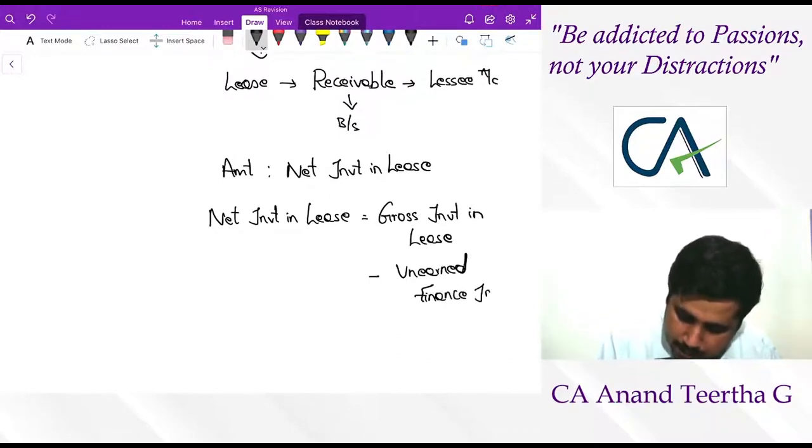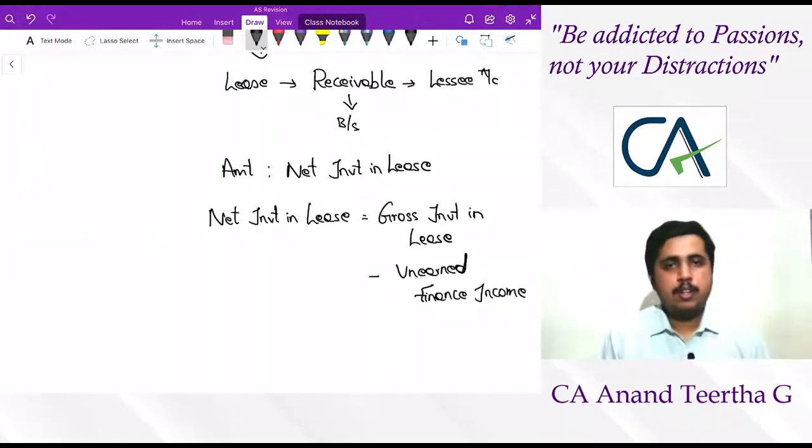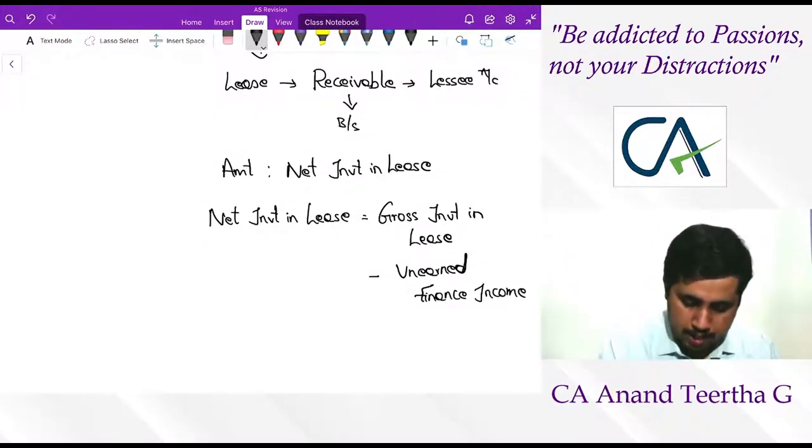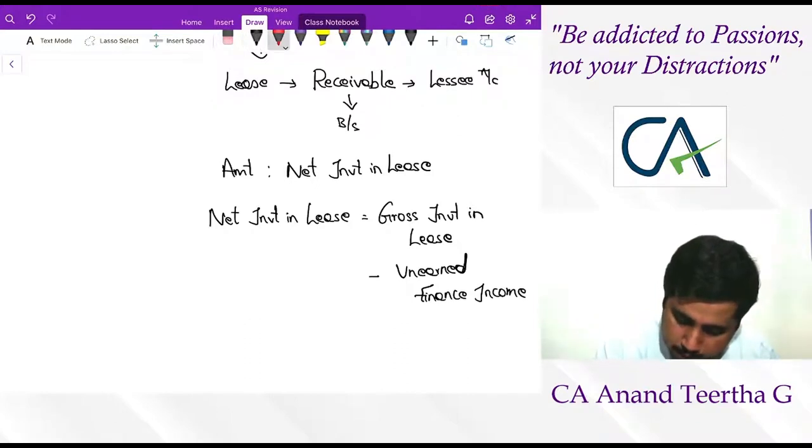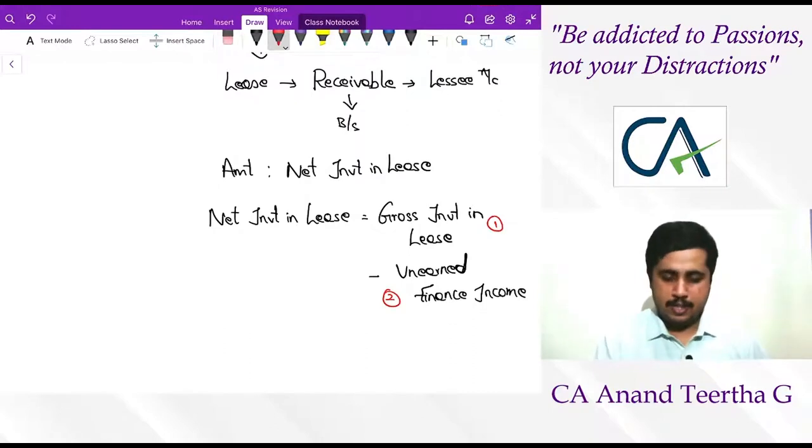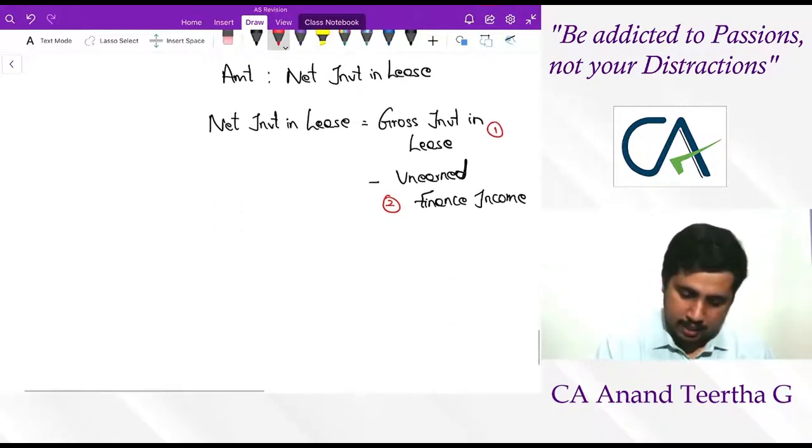As I have said, I will mainly deal with formulae. Gross investment in lease minus unearned finance income, which means it gave us two more terms. One is gross investment in lease, second one is unearned finance income. Now, what are the formulae to calculate these?